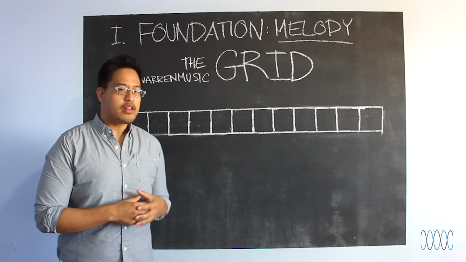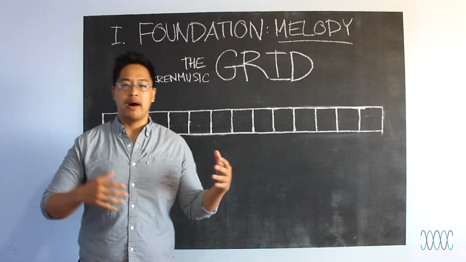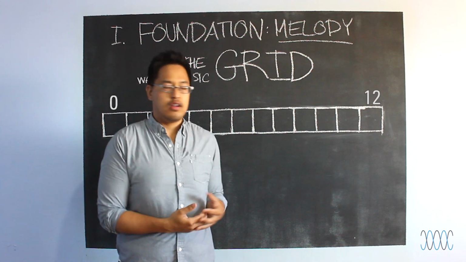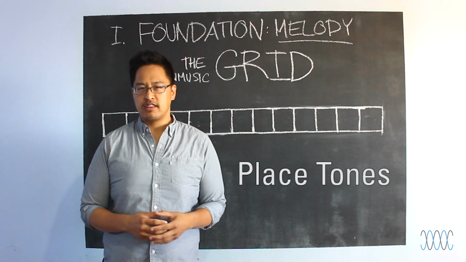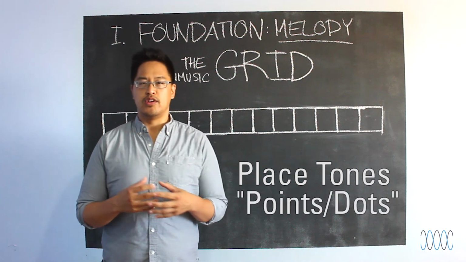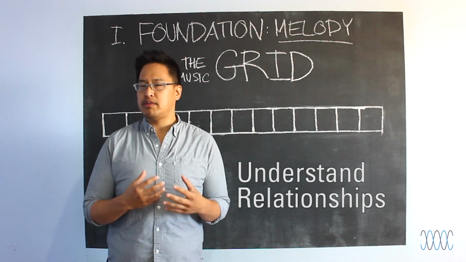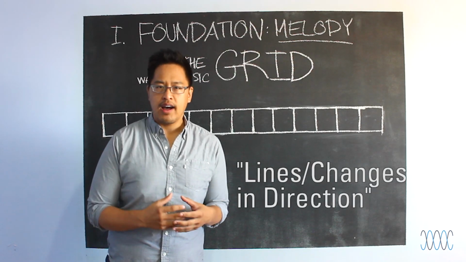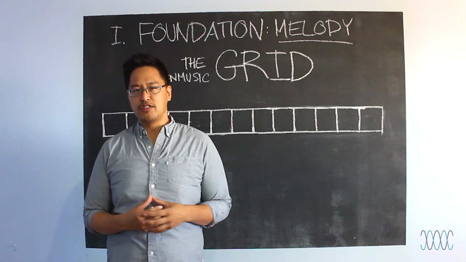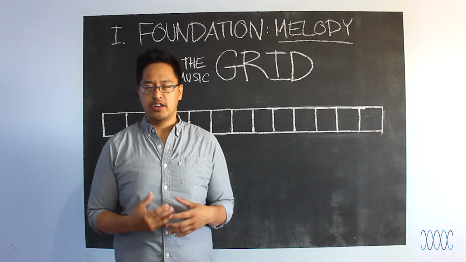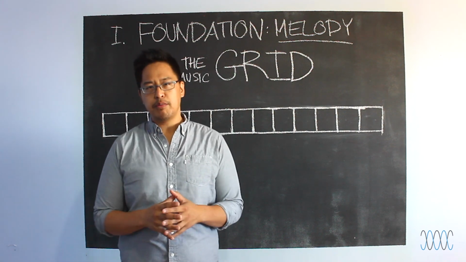same, and how virtually all melodies fit into this grid, aka boxes 0 through 12. The purpose of this grid is to help us place musical tones, aka points or dots, and uncover the relationships between them, aka lines or change in direction. When we can place musical tones and understand the relationships between them, we can see melody clearer than ever before.